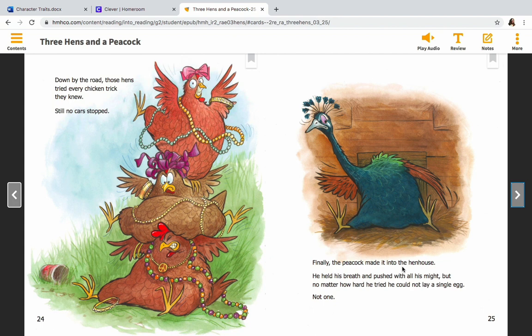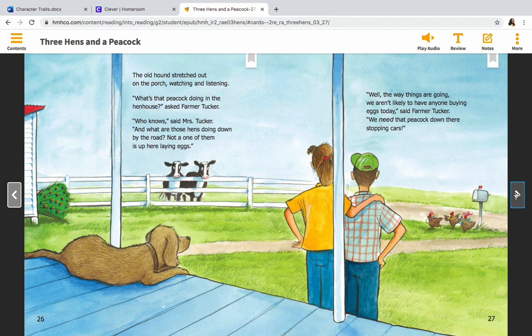He held his breath and pushed with all his might, but no matter how hard he tried, he could not lay a single egg. Not one. The old hound stretched out on the porch, watching and listening. "What's that peacock doing in the hen house?" asked Farmer Tucker. "Who knows?" said Mrs. Tucker. "And what are those hens doing down by the road? Not a one of them is up here laying eggs."